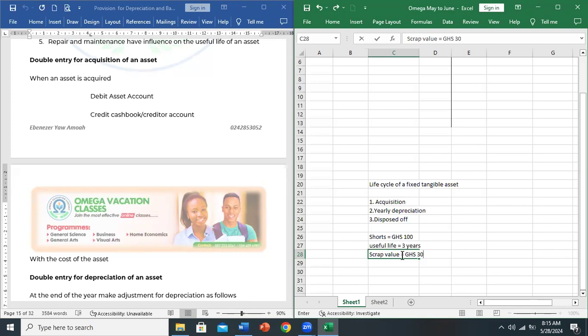Now, I want us to use this information to discuss the double entry and make it more meaningful. We are just assuming that we are having just this asset, the shorts, with a cost of 100 cedis. Okay. But then I didn't ask, Mami, what date did you buy? Do you remember the date you bought it?